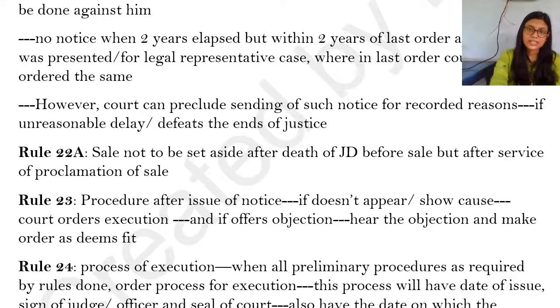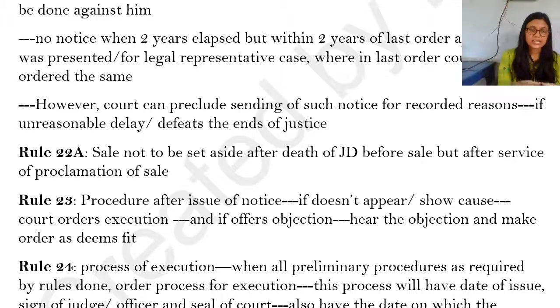Now, Rule 22A is saying that a sale will not be set aside after the death of the judgment debtor before sale. For example, if there was a service of proclamation of sale and after the service of proclamation the judgment debtor dies before the sale could actually happen, this would not set aside the sale.